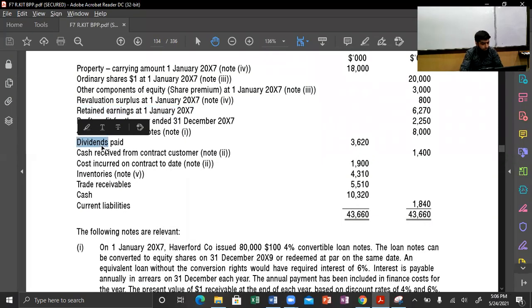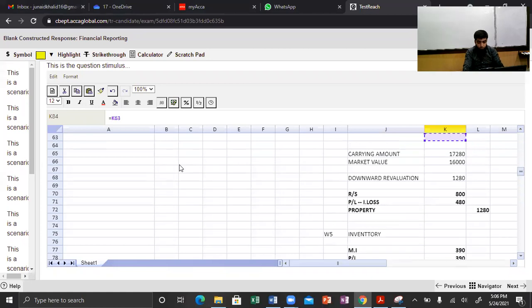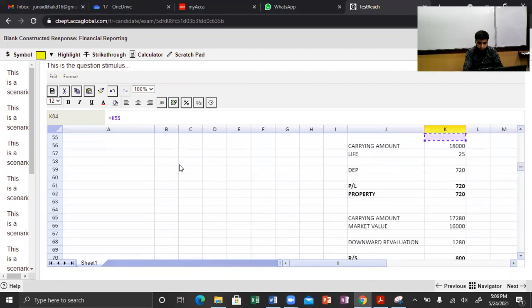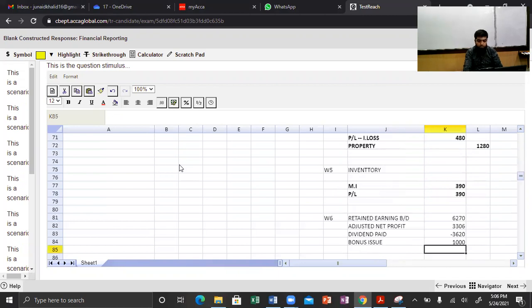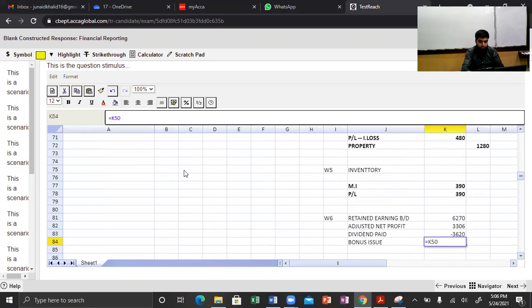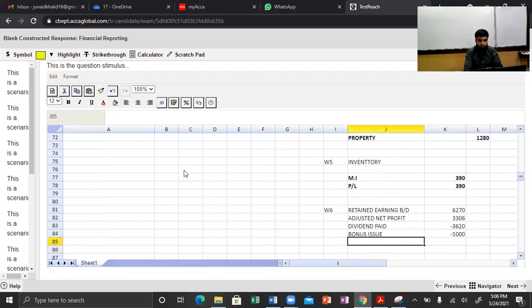And is there any adjustment in the retained earning? Yes, definitely there is an adjustment of the bonus issue. For the bonus issue, we have reduced the retained earning account. Let's find out where the retained earning account is. Yes, this one, with the amount of 1000. We are going to reduce this retained earning balance by 1000. That is the bonus issue.